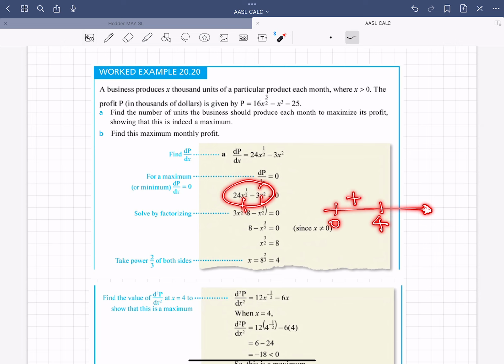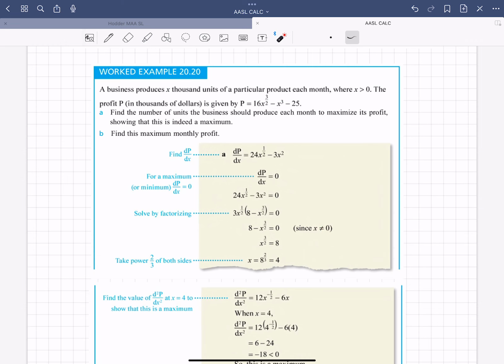And then when x is, I'm going to have to pick something where I can square the square root easily. So maybe like 25 or something. Then that's going to be 24 times 5 minus 3 times 25 squared. That's definitely going to be negative. So at 4, it's going to go up and down like this. So I know that's the maximum.